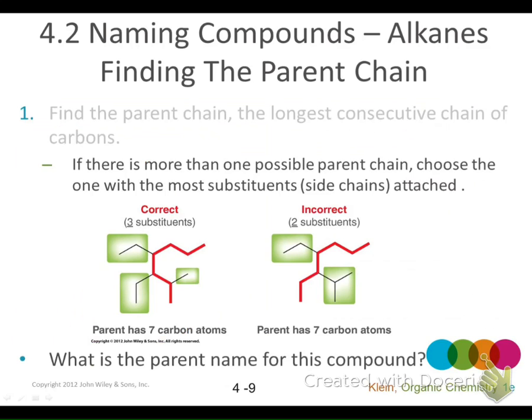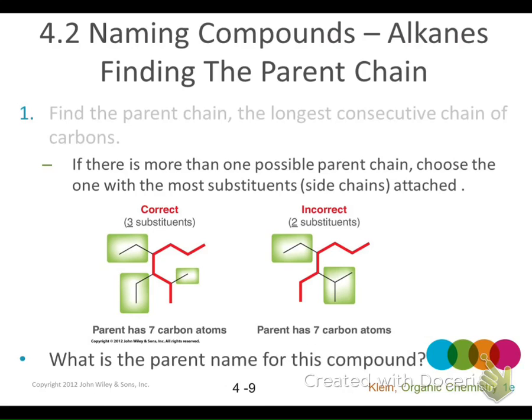Now, here's this compound. You'll notice in this particular compound, there are 2 chains that are exactly the same length. There's 1, 2, 3, 4, 5, 6, 7, and 1, 2, 3, 4, 5, 6, 7. When we do the naming, we first name the parent chain, and the second thing we do is name the substituents. A substituent is anything hanging off the parent chain. So this is hanging off the parent chain, this is hanging off the parent chain, that is, and that is.